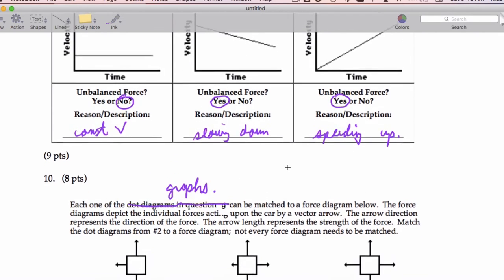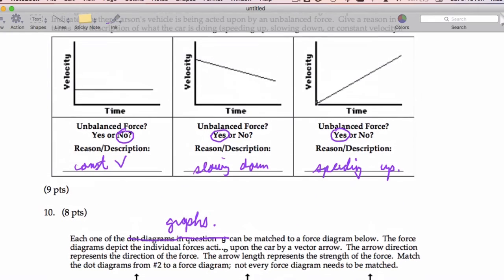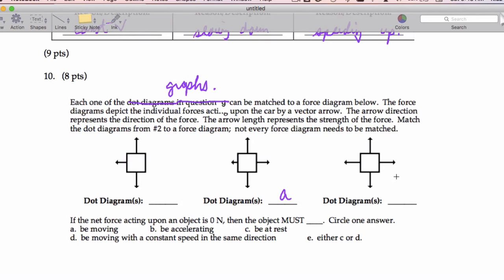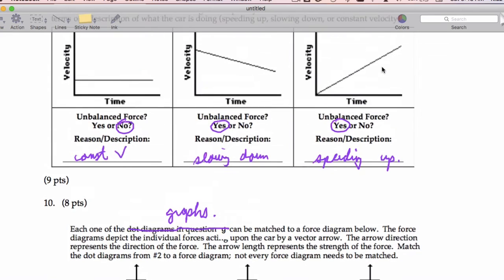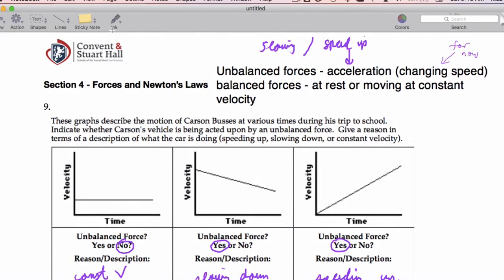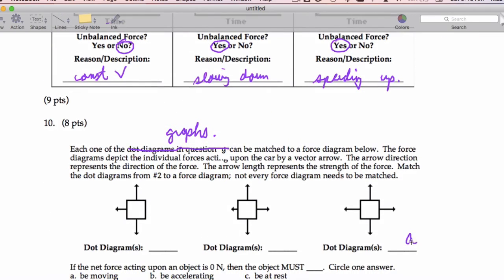Okay? Now, if we wanted to match this with free body, I should have said graphs. And that's okay. So let's match this. So this is going to be the first one. Now, for us to speed up, we need an unbalanced force this way, and we're assuming that the right direction is forward. Sorry, this is part A. Letter A is this thing here, and it should be this free body diagram there.